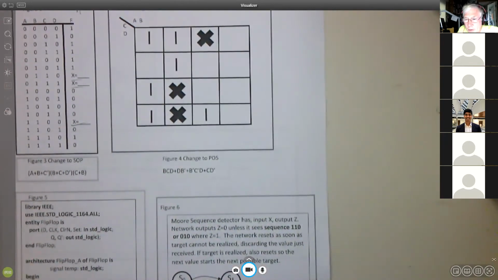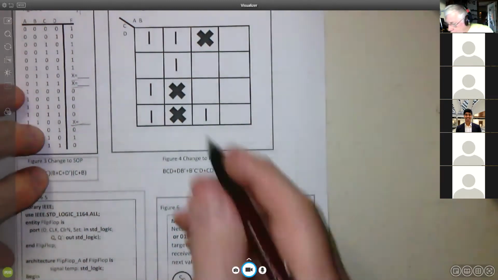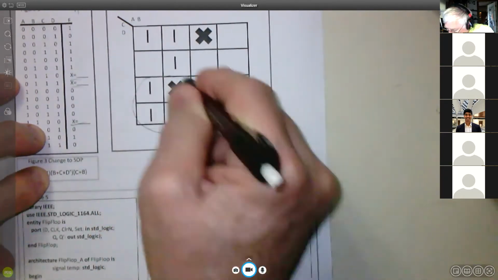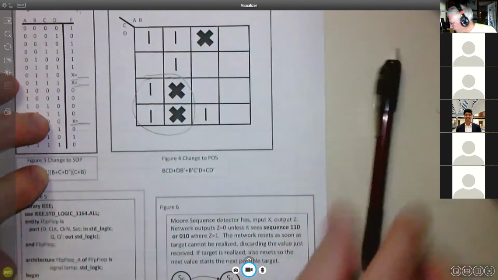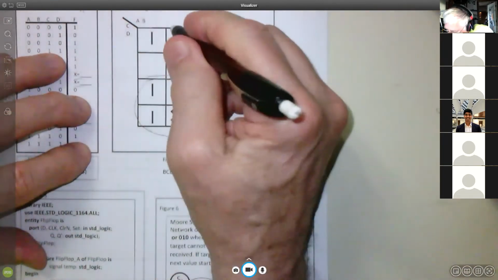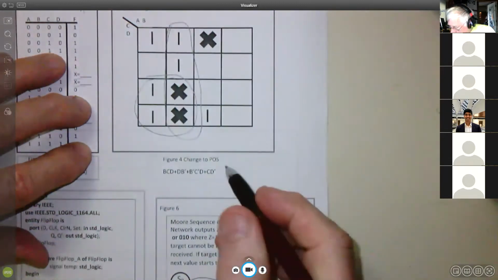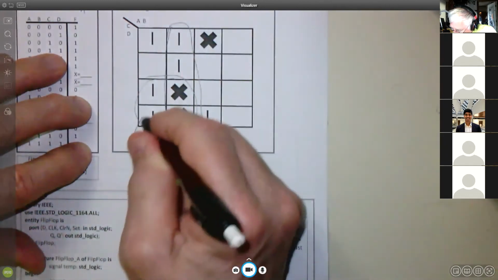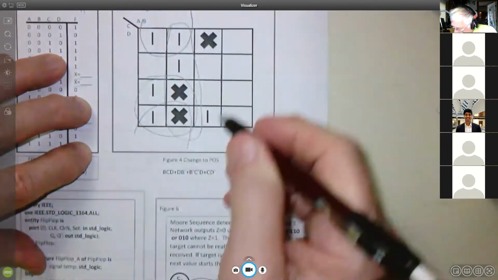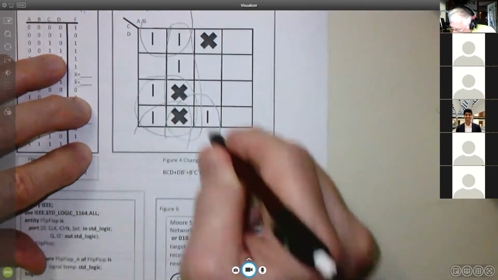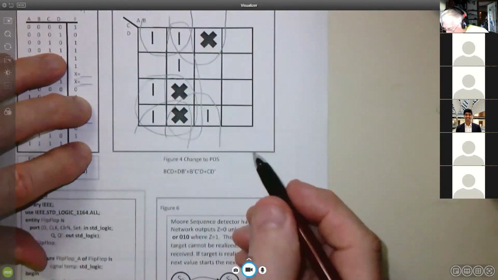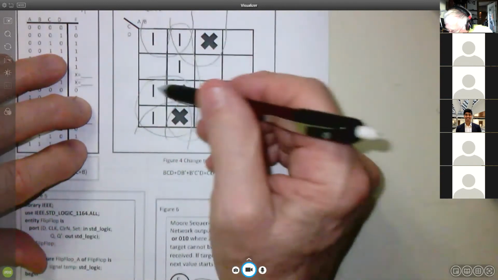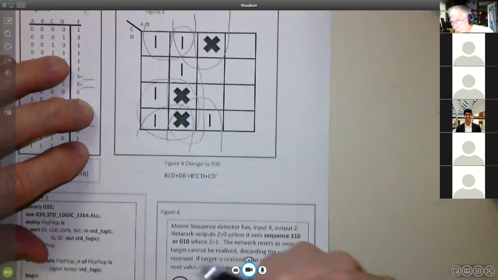Did somebody have a question? I'm saying, are there four? Yeah. So let's look at that. There's a group of four here, there's a group of four here, there's a group of four here, and there's a group of four here. So let's see. That's one, two, three, four. Yeah, there are four prime implicants.